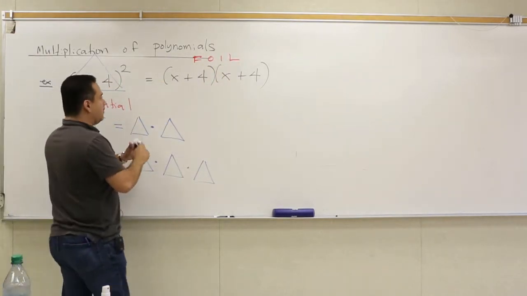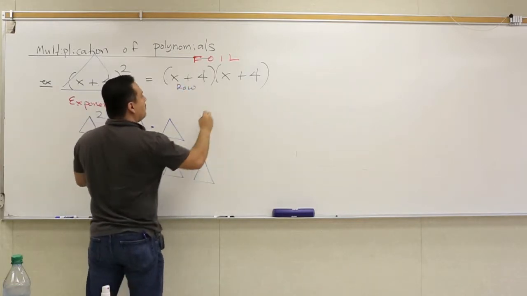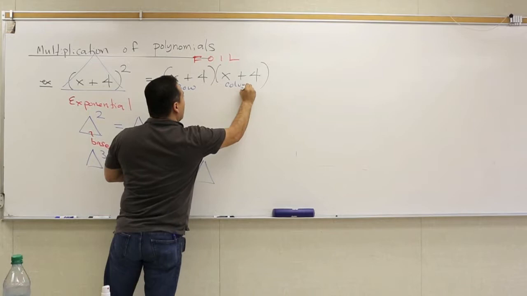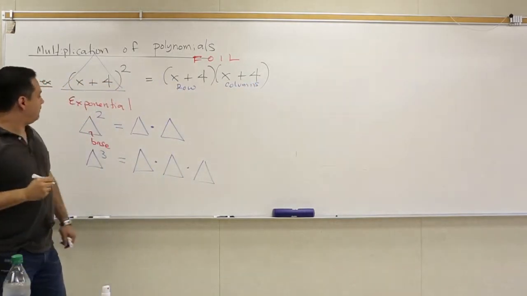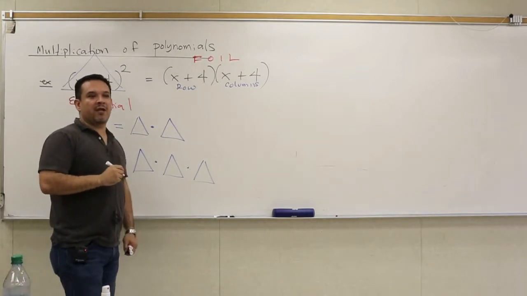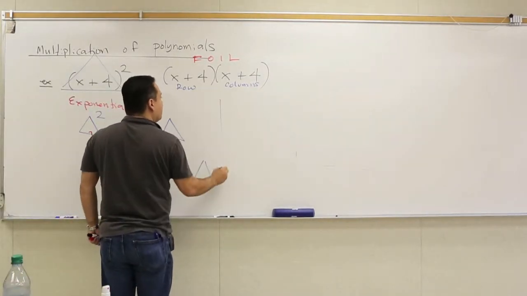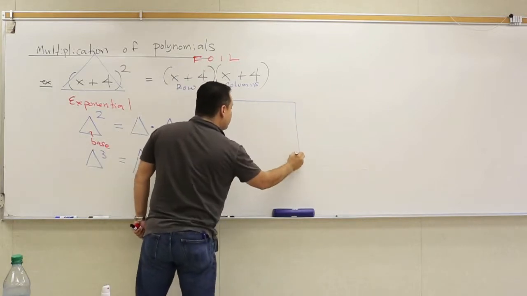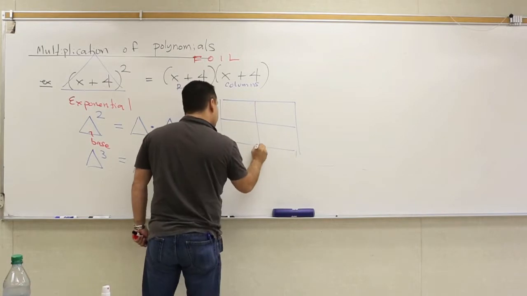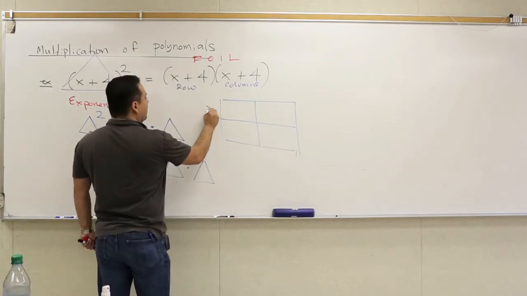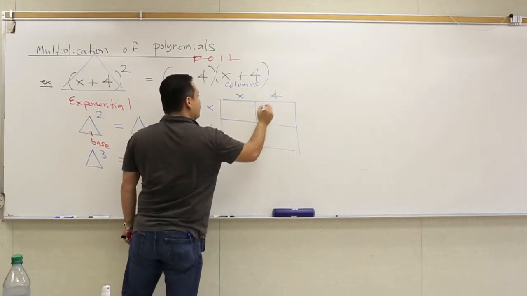Now we have what? You got a row. This is your columns. How many rows and columns do you guys have now? What do you think? How many rows and columns do you have? 2. What are they? Let's write it down here. All right, we're going to write this down. Here's what I'm saying. You got an x and you got a 4. You got an x, you got a 4. Is that true?